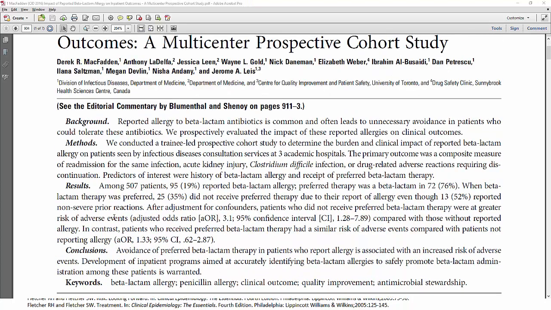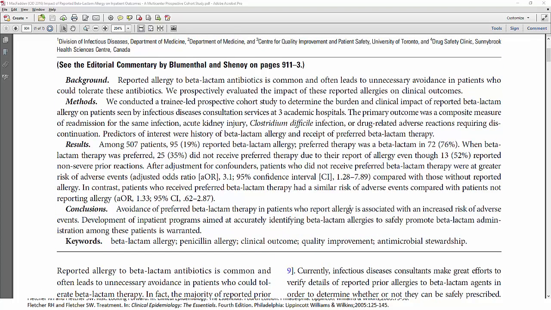And then, of course, they will tell you what they actually found. So the conclusion was avoidance of preferred beta-lactam therapy in patients who report allergies is associated with an increased risk of adverse events.